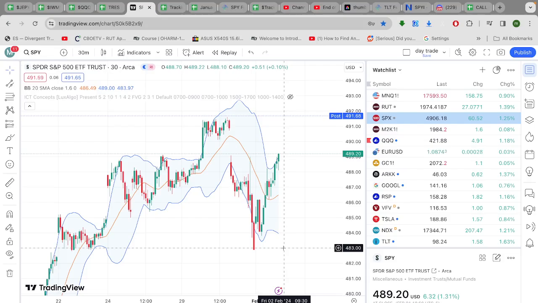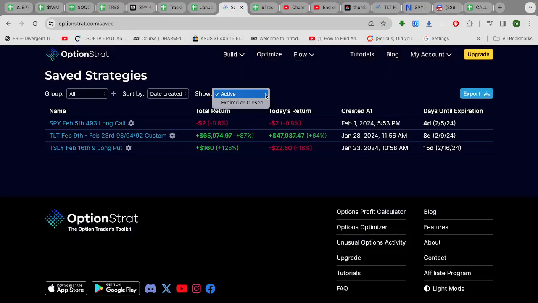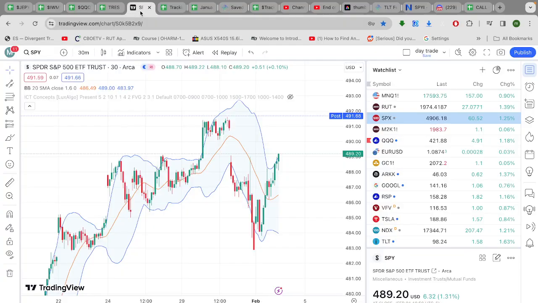But I'm going to have a spreadsheet made by tomorrow. I'm also keeping track of it in here. Let's see, view save trades. You can go here to expired or closed. We bought this 426 long put for like 80 bucks or something, and we made 102. So we took that $102 and then spent $110 buying this one. Anyway, we made 102, lost 110. We didn't get the 2 or 3 day continuation we were looking for, and our option expired the day before the market flushed. Look at this.